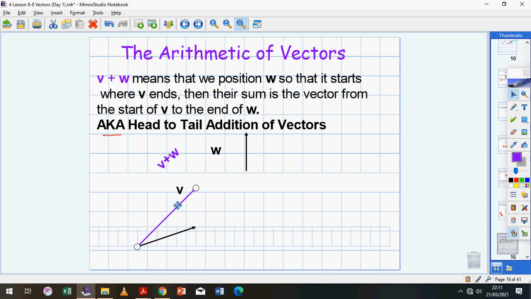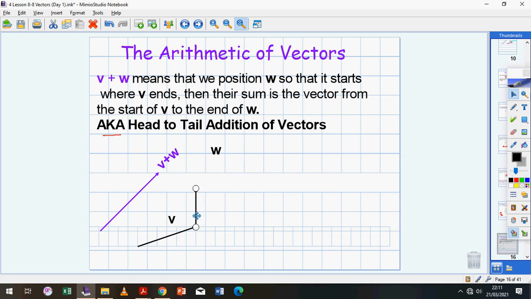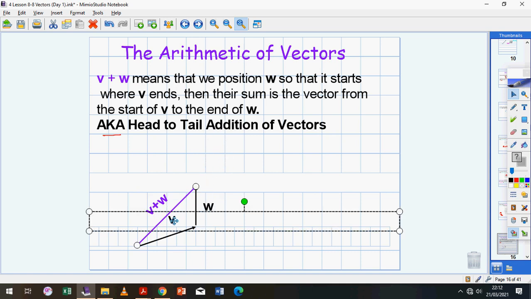So I have V and I have U. If I want to add those vectors, V and U, I just pick the tail of one of them and put it on the head of the other. Head to tail addition. And then the resultant will be a line drawn from the tail of the first one to the head of the last one. So that will be the result of V plus W. So it's just head to tail. Get the tail of one, put it on the head of the other, then draw a line from the tail of the first one to the head of the last one to get the resultant.